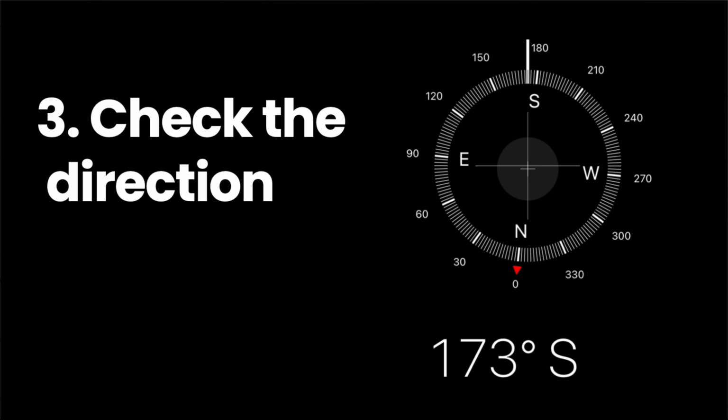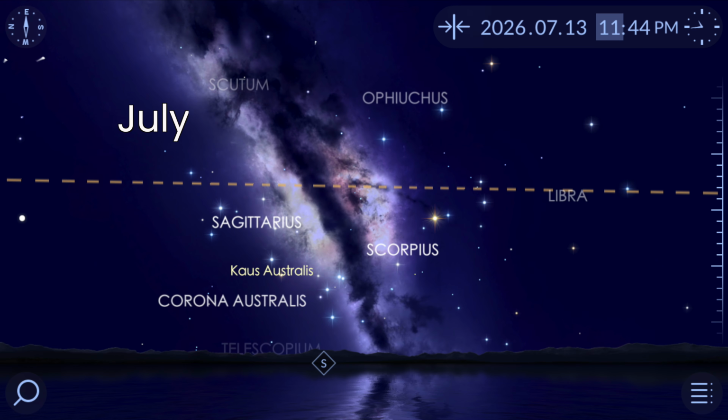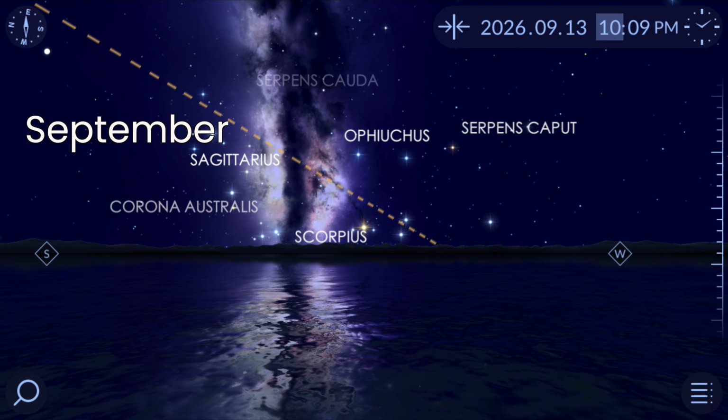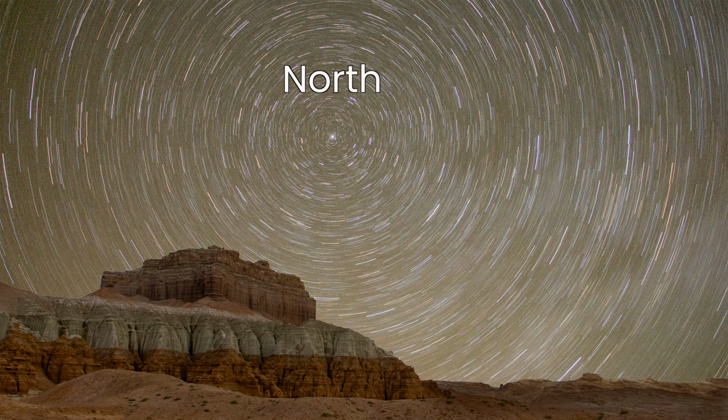Step 3, check the directions. The Milky Way core always appears in the southeastern or southern sky in the northern hemisphere during the spring and summer. By fall, it's in the southwestern region. So if your location only looks good facing north, it won't work, ever. Those are star trail composition subjects.